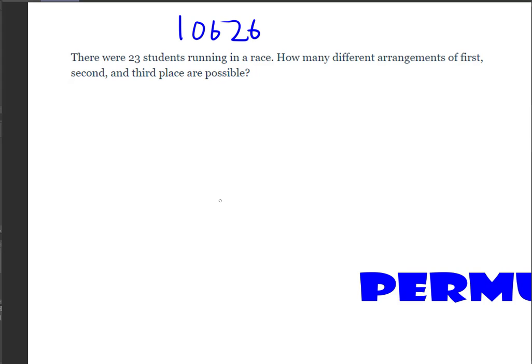All right, hopefully you figured out this is in fact a permutation, because there's 23 students in a race. They're all running, 23 great students running in a race. That's a total of 23 people in that race. And how many different arrangements of first, second, and third place are possible? So there are 3 slots to fill, the first, the second, and the third slot. So my n then is 23. My r value is 3.